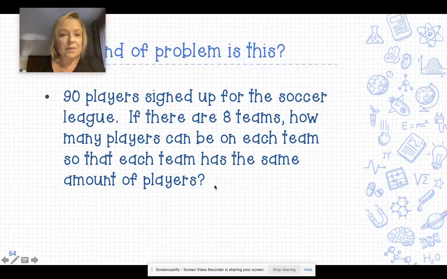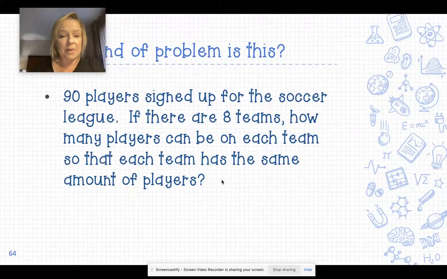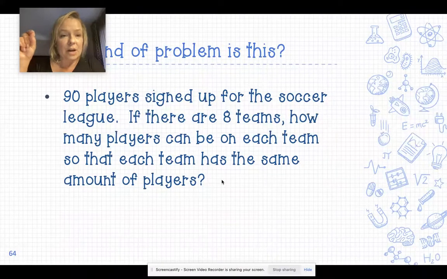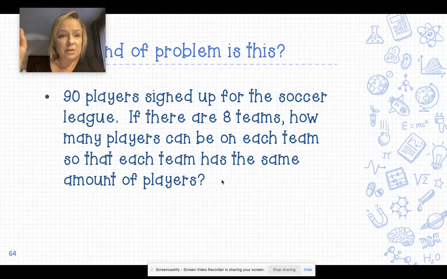90 players signed up for the soccer league. If there are 8 teams, how many players can be on each team so that each team has the same amount of players? Do we know the total? Yes, 90 players. Do we know the number of groups? Yes, the teams. Do we know the number of parts in each group? No. So this is partitive division because we're looking for the number of parts or the number of players for each team.